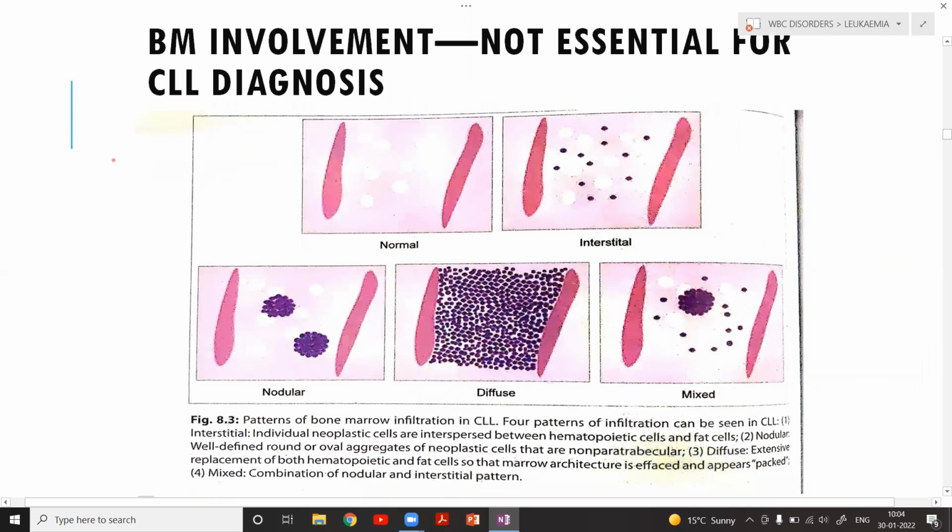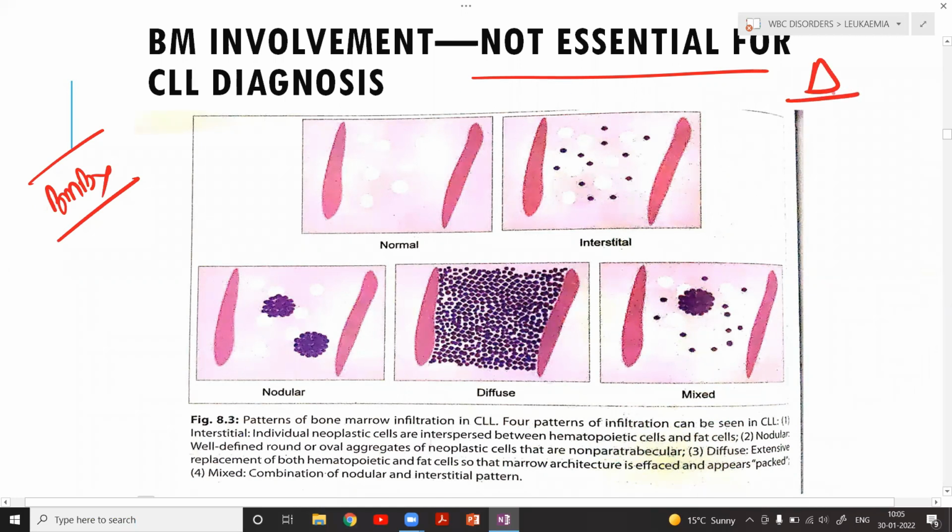Now comes the bone marrow biopsy. What is important? First of all, you have to understand that bone marrow aspiration or biopsy is not essential for the diagnosis of CLL. I'm using the term diagnosis. But for prognosis, it is helpful.